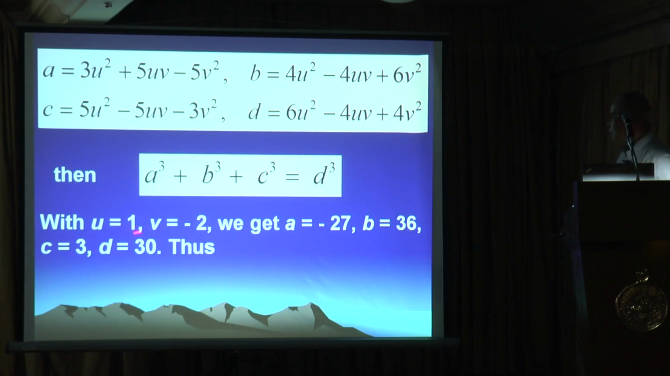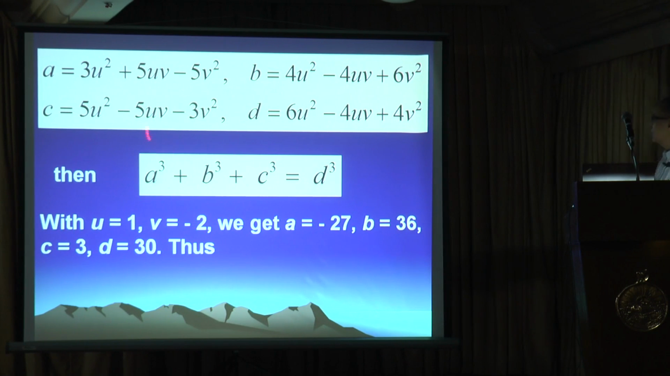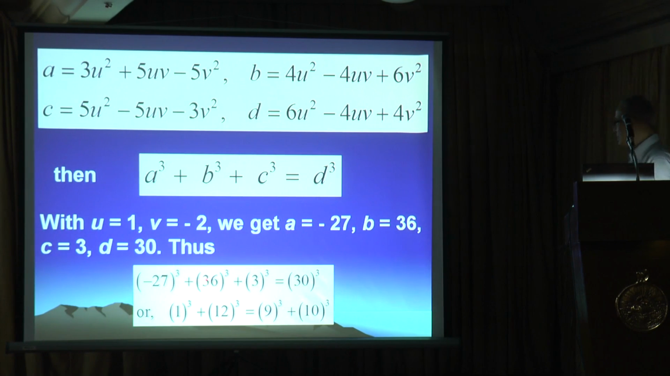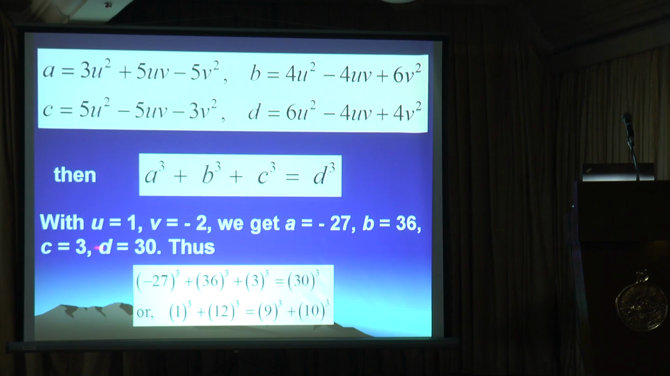So with u equal to 1 and v equal to minus 2, you will get a equal to minus 27, b equal to 36, c equal to 3 and d equal to 30. And then a cube plus b cube plus c cube is d cube. So we write minus 27 cube plus b cube is c cube plus d cube. Then you divide by 3 cube, you get 1 cube plus 12 cube is 10 cube plus 9 cube.